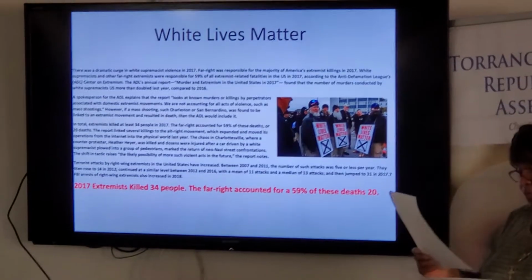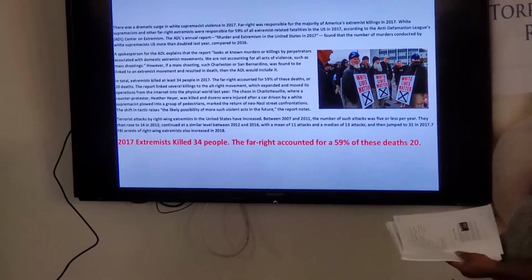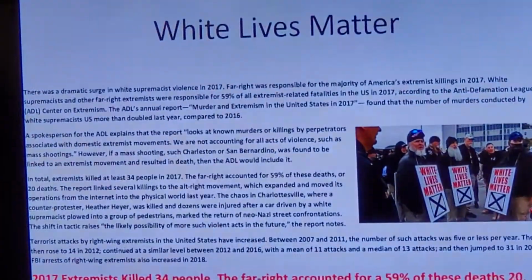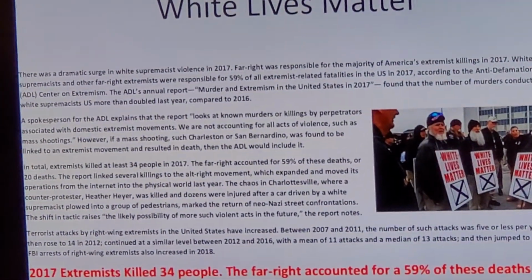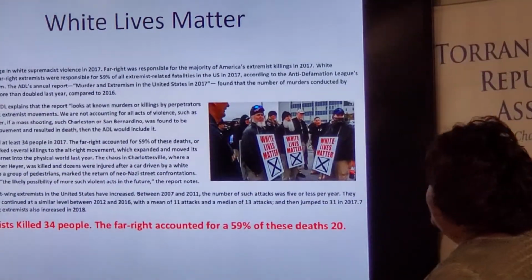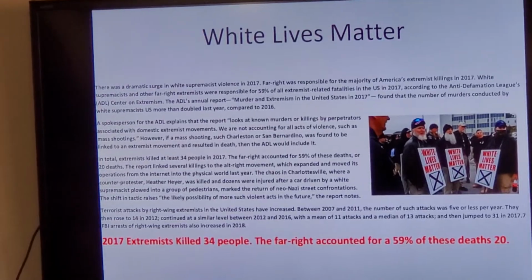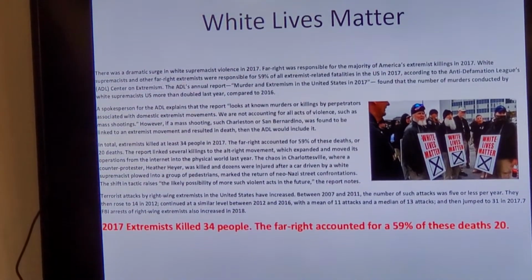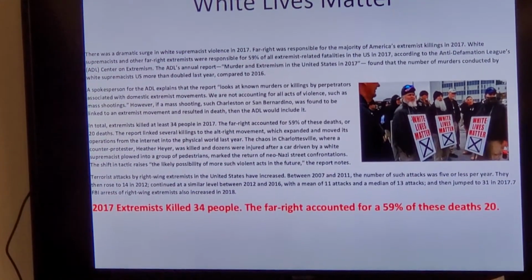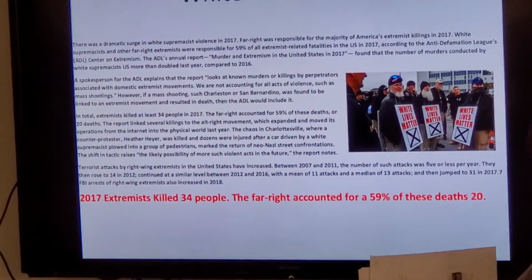Okay, now I put this in for White Lives Matter, okay? Because you hear all the time that we have a problem with white extremists going around killing hundreds of people, and you would think so when you talk about it. So this group here that we know of, there was a dramatic surge of white supremacist violence in 2017. Far right was responsible for the majority of American extremist killing in 2017. White supremacists and other far right extremists were responsible for 59% of all extremist-related fatalities in 2017, according to the Anti-Defamation League. You know who they are.